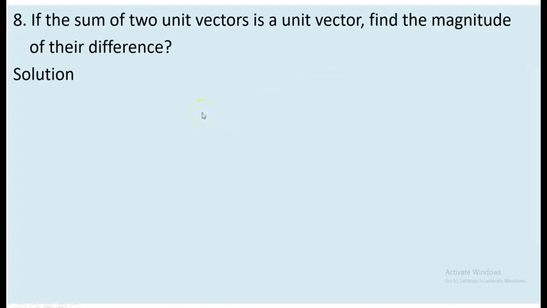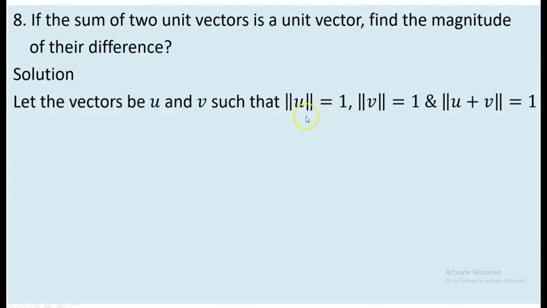So please follow me how I'm going to do it. You have been told that the norm of u is 1 and the norm of v is 1. I have just taken the two vectors to be u and v. So I have norm of u to be 1 and norm of v to be 1. And you have been told that the sum is again 1.